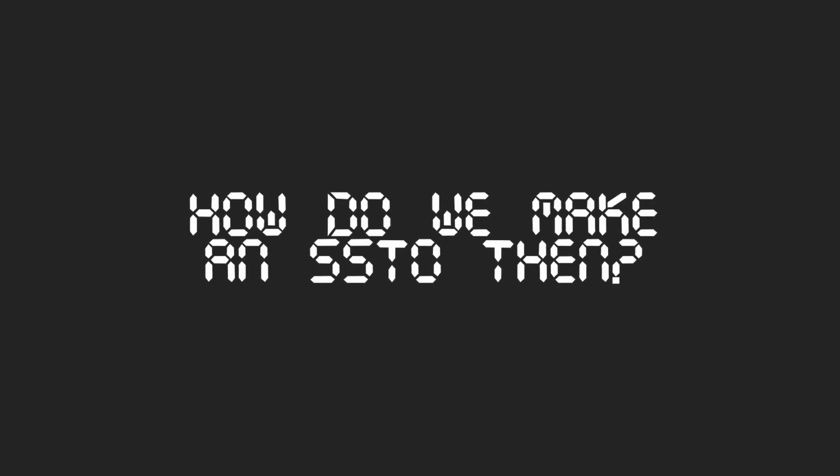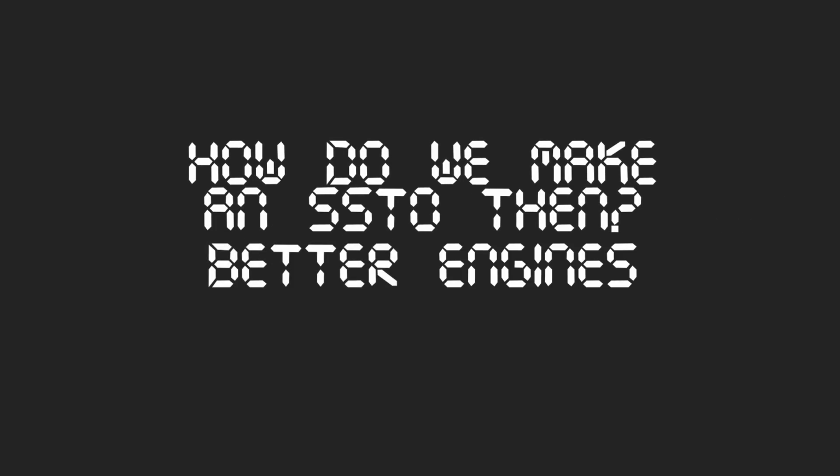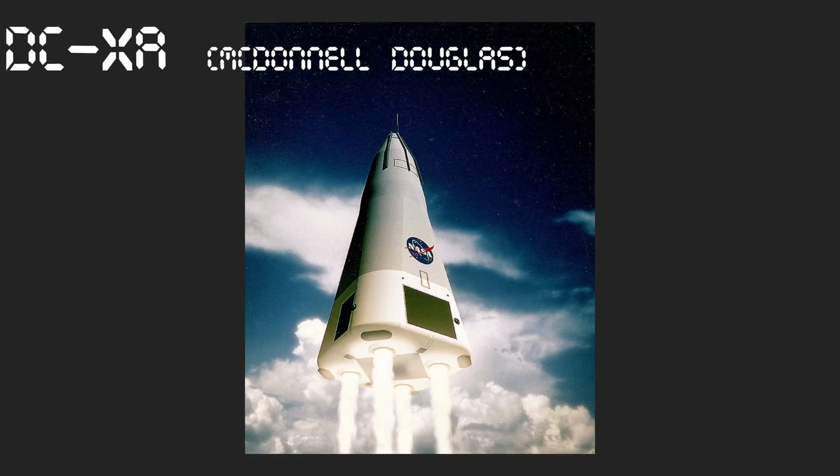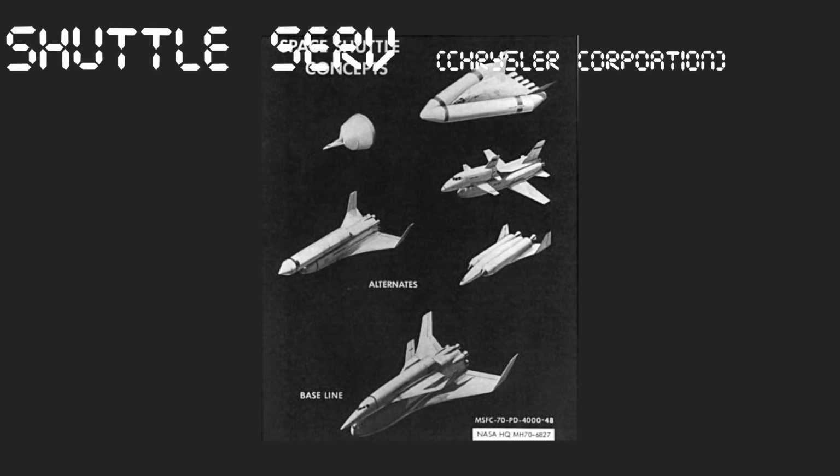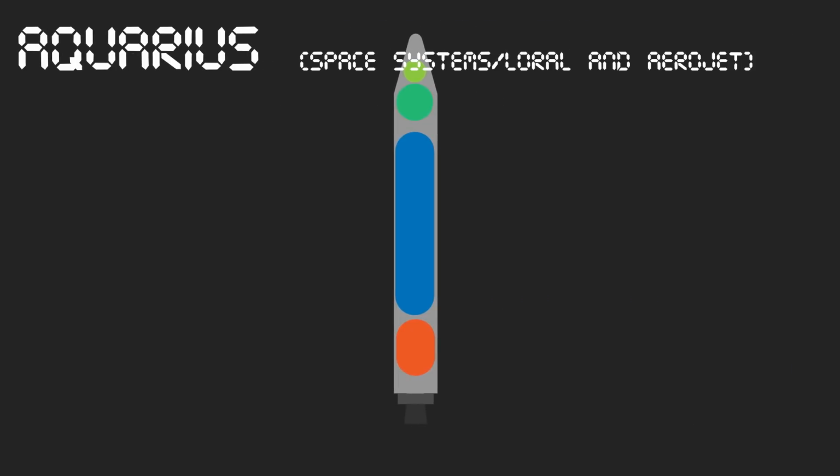So what can we do if we want to make a usable SSTO? It could be done by having more effective rocket engines. There have actually been multiple attempts at making an SSTO, like the DCX by McDonnell Douglas, the Shuttle Serve by Chrysler Corporation, and the Aquarius by Space Systems Loral and Aerojet.